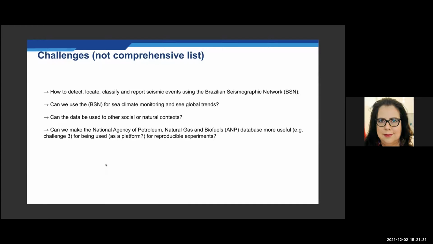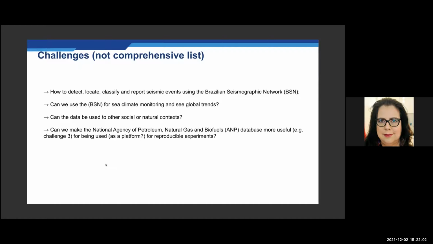And then we come to the challenges, not a comprehensive list, that we can start to approach, to go down to actual problems that we have. And I ask at this point if it would be interesting to hear also from Marcelo Bianchi, because he's been deeply involved in the seismographic network, and probably he has other challenges that have passed unnoticed by me.